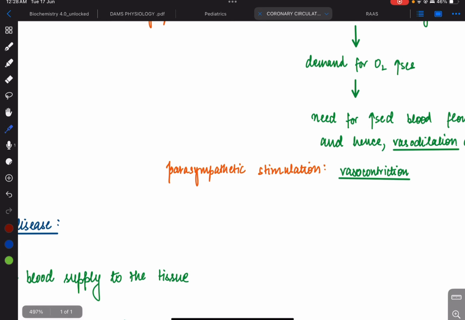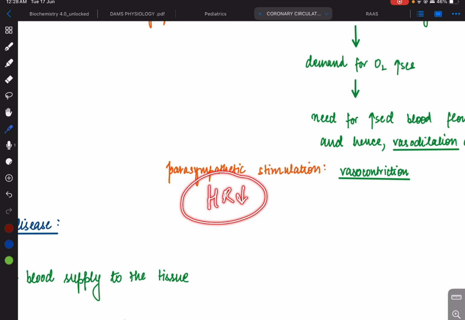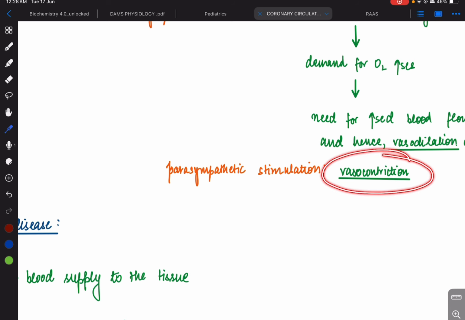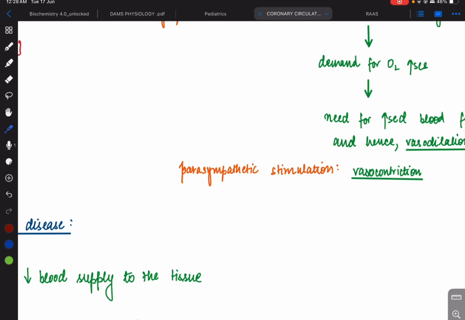On the other hand, in case of parasympathetic stimulation, there is vasoconstriction as the heart rate decreases, though there is not much effect on the cardiac contractility because the vagus does not innervate the myocardium of the ventricles. So mainly there is decreased heart rate in case of parasympathetic stimulation, but since the work of the heart has decreased, vasoconstriction occurs to limit the amount of blood flow, as it is not much needed in this case, right?